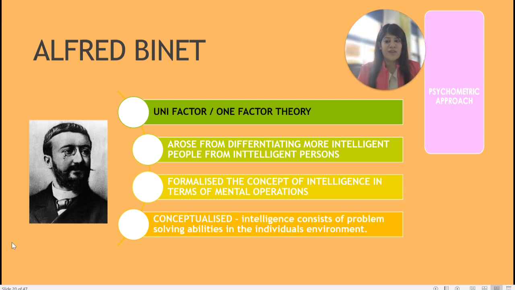Alfred Binet called it the uni-factor or the one-factor theory. And the one factor, guys, was all about your ability to solve problems. If you solved your problems effectively, you were considered to be intelligent, unlike those individuals who were unable to solve their problems. Right? So he is the first one who formalized the concept of intelligence in terms of mental operations.